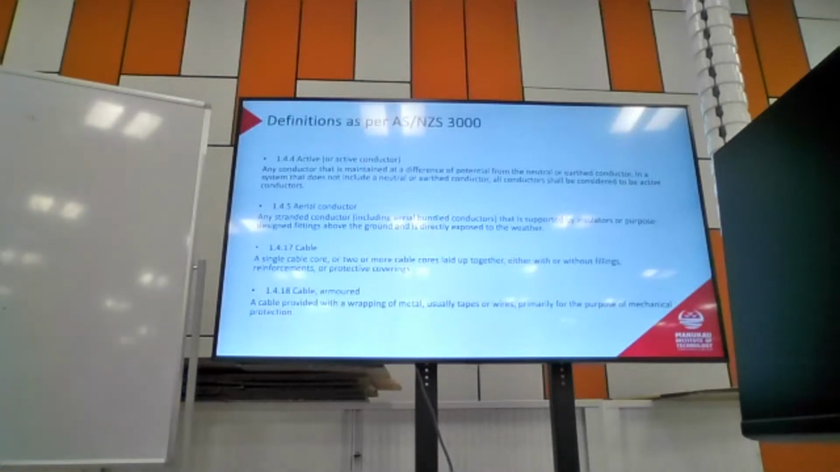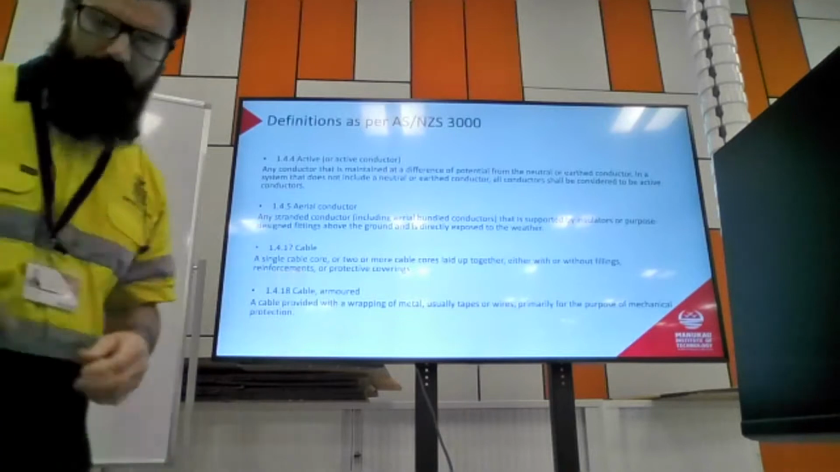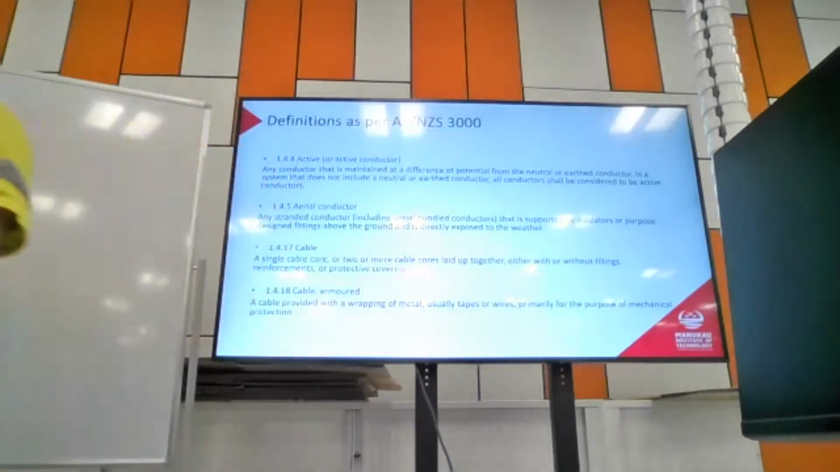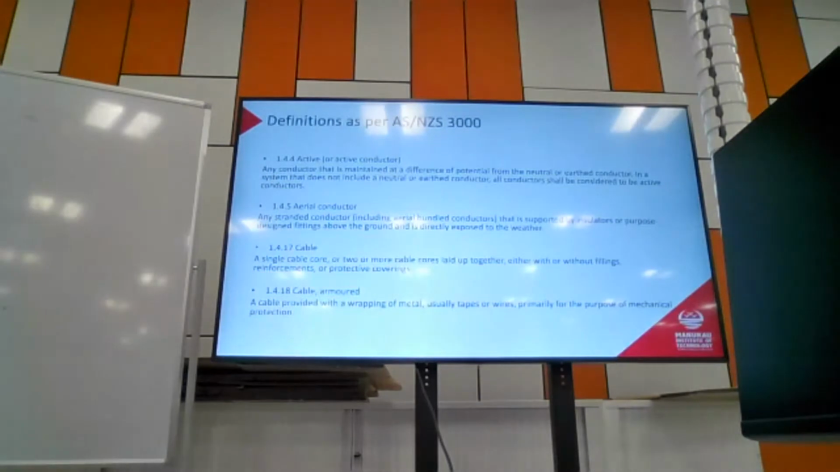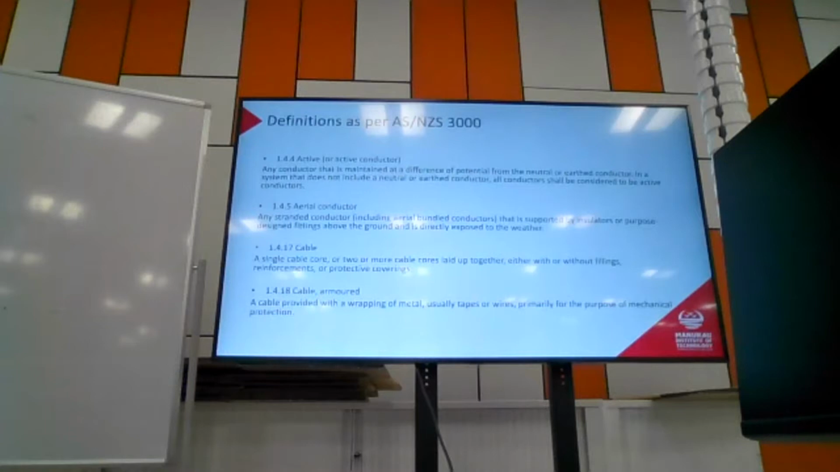So 1.4.4, active or active conductor. Any conductor that is maintained at a difference of potential from the neutral or earth conductor. In a system that does not include a neutral or earth conductor, all conductors shall be considered active conductors. What does that mean? It's going to go way faster if we just talk rather than just staring at me. So we're back into this kind of legalish language, right? So each of these things requires a little bit of thought for us to figure out.